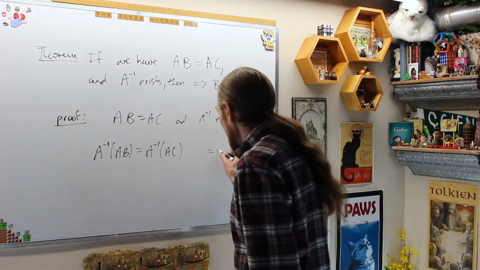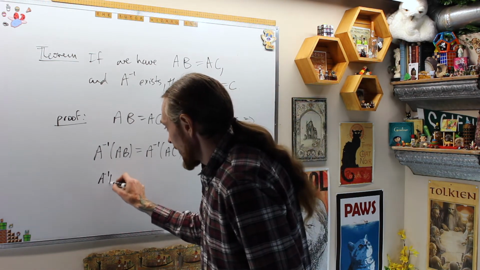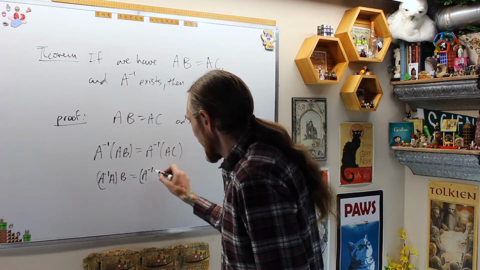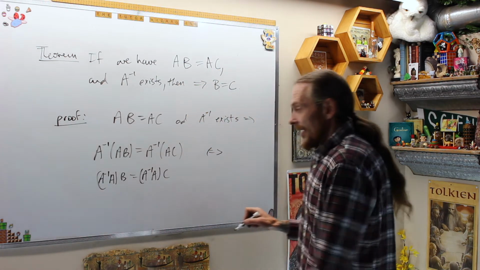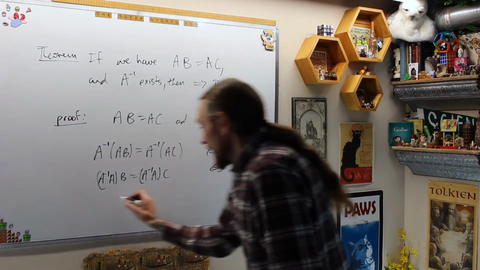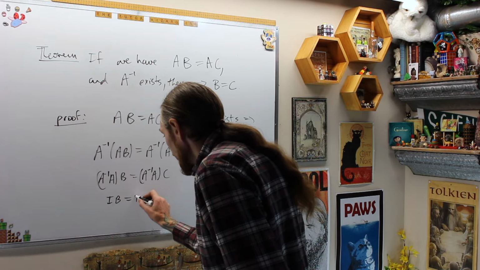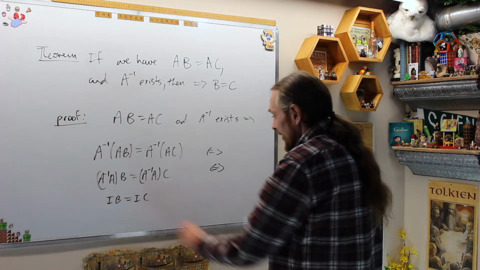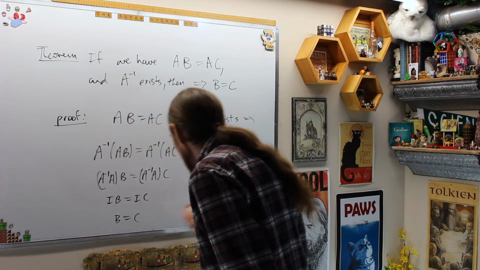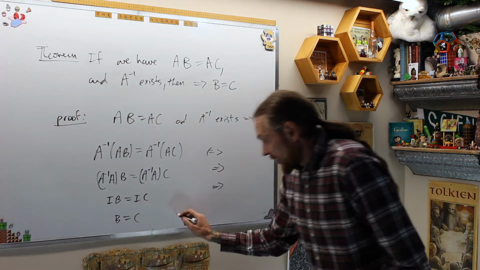So this is now if and only if A inverse A is B, and here A inverse A is C. This is identity because it's the inverse. So that gives me IB equals IC. Identity leaves somebody alone. And that says B equals C. I don't even need if and only ifs, but QED.